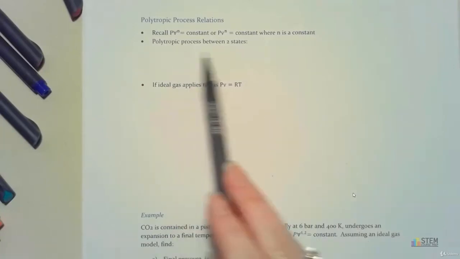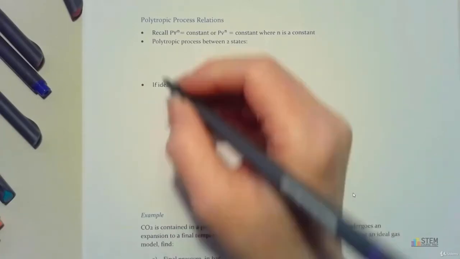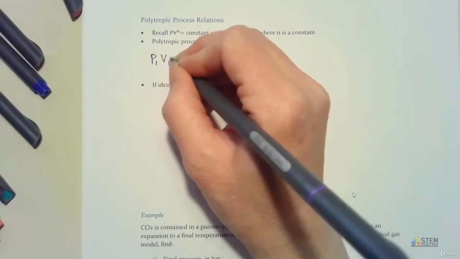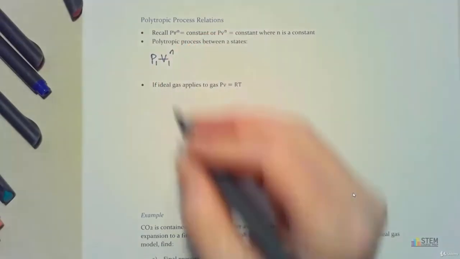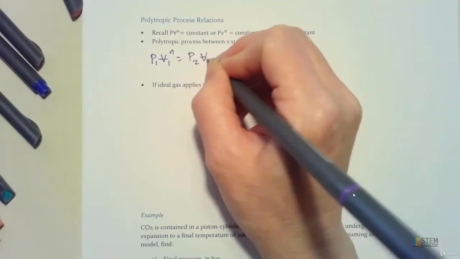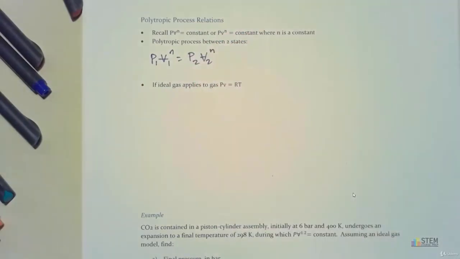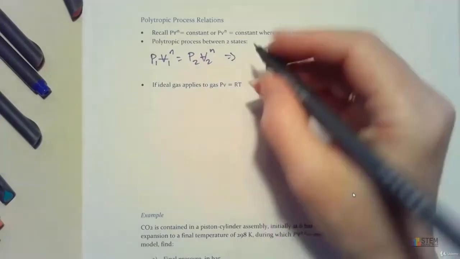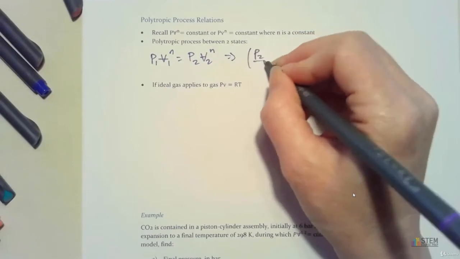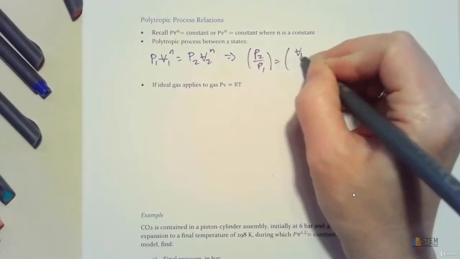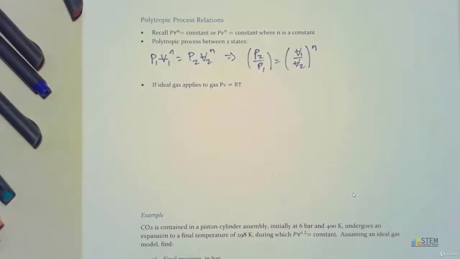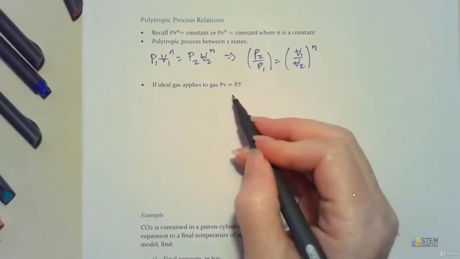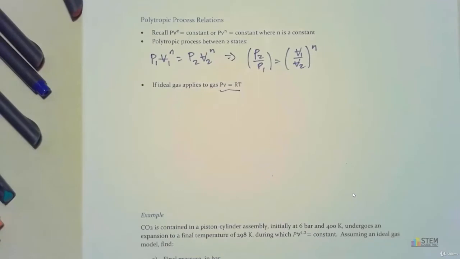Now, the polytropic process between two states can be written as P1 V1 to the power of n equals P2 V2 to the power of n. Now let's rewrite that where we have pressure on one side, volume on the other. If we do that, we're going to get P2 over P1 equals V1 over V2 to the power of n. If the ideal gas law applies, then we've got this expression here.